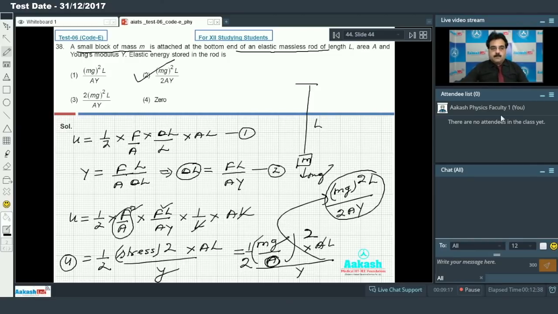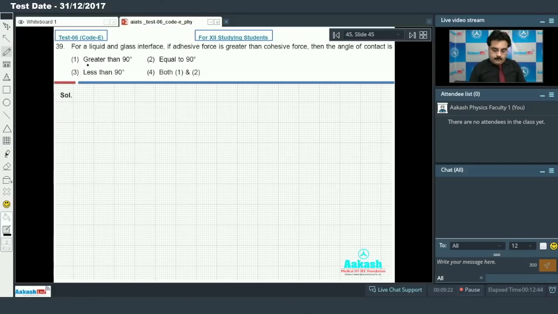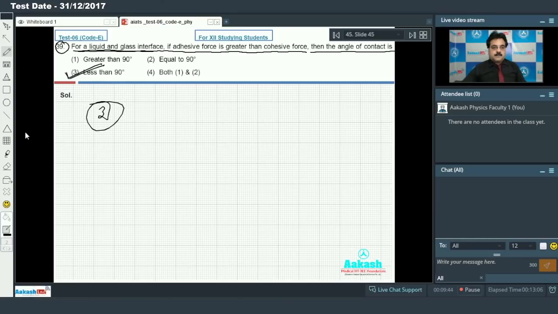So let's move on. Question number 39. For a liquid and glass interface, if adhesive force is greater than cohesive force, then the angle of contact is. So this is a factual question. You know very well, in this situation the angle of contact will be less than 90 degrees. So my option number 3 is correct.